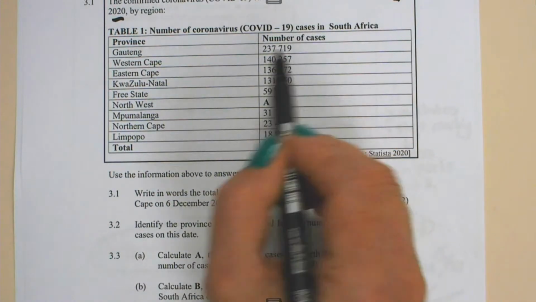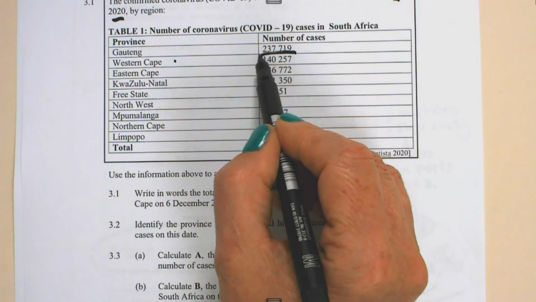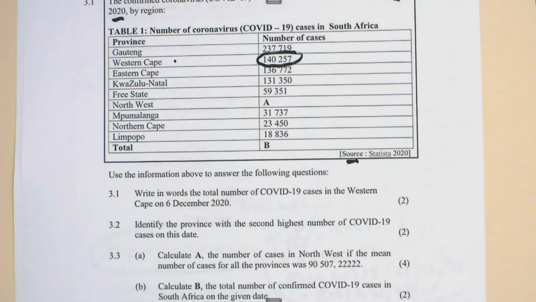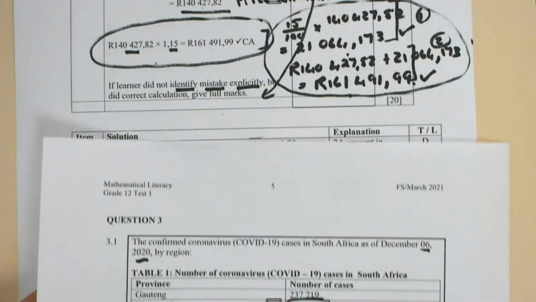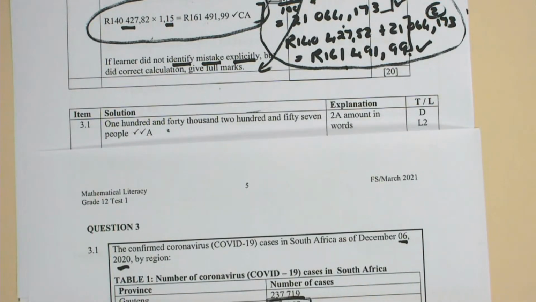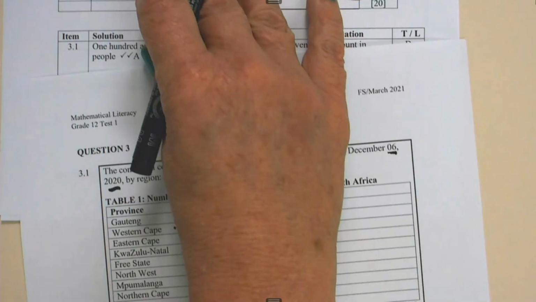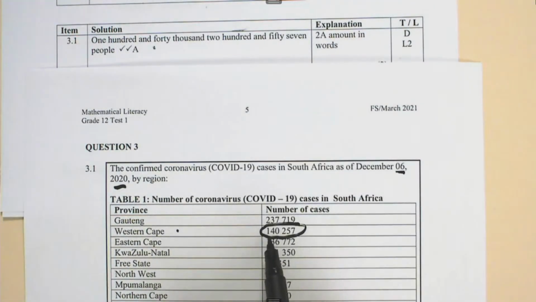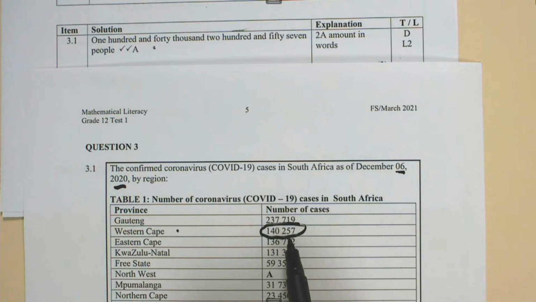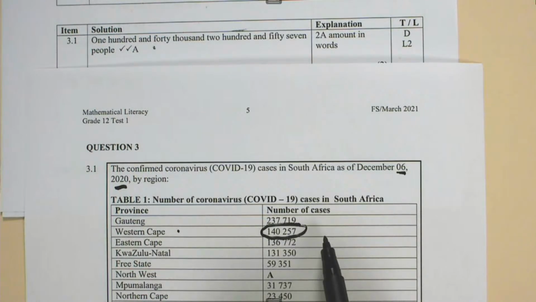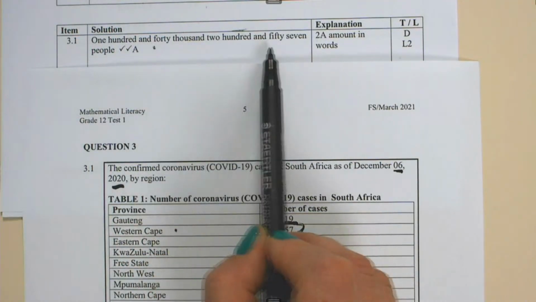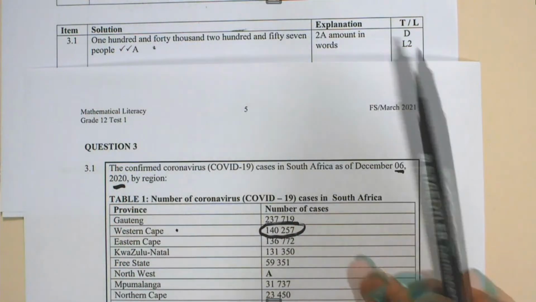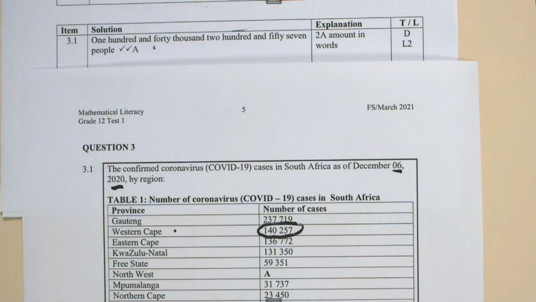So the learner must go to the Western Cape, must find the number of cases, and then write it in words. So the correct answer there in words will be, let me put it for you so that you can see it, 140,257 people. People always want to know if I can break it down.